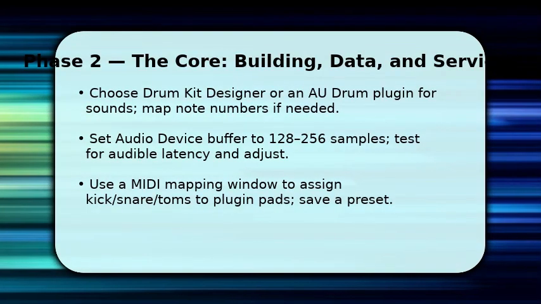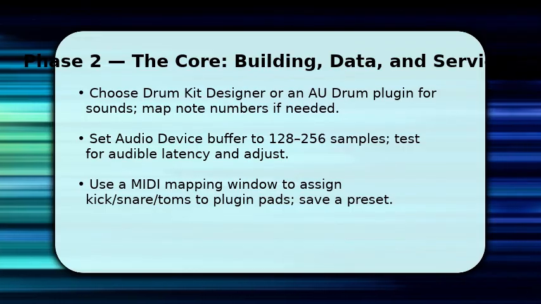Next, pick the sound engine. Load Drum Kit Designer or a third-party drum plugin. This gives you realistic kit tones. Then map your module's MIDI note numbers to the plugin's pads. You do this in the plugin's mapping or GarageBand's channel strip so hit locations match the sounds.